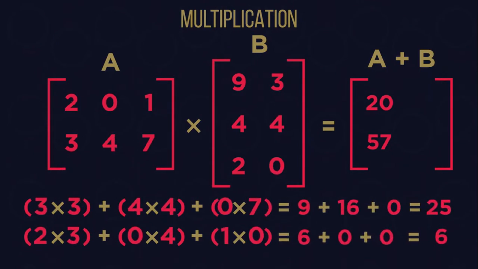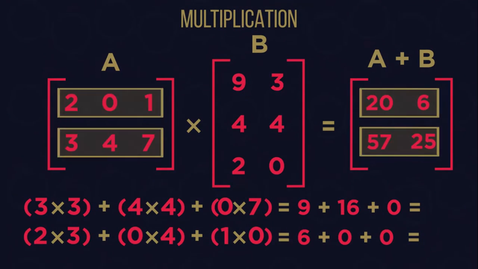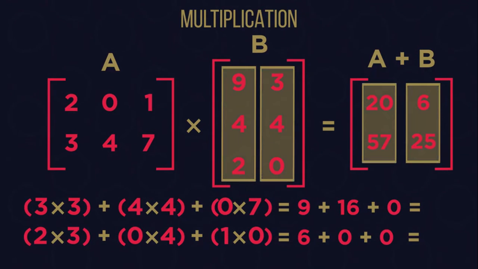We do that with all the possible combinations of rows of A and columns of B, placing each result in the correct spot on the results matrix. We can then notice that the result matrix will have the same number of rows as A and the same number of columns as B.